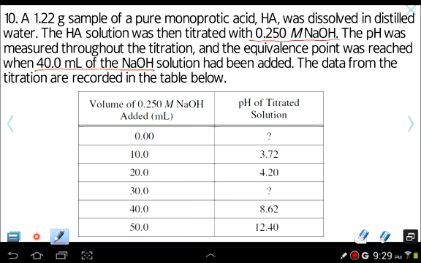So this point right here is our equivalence point. We call the equivalence point the point at which all the base neutralizes all the acid. And so we're going to be asked some questions about it.